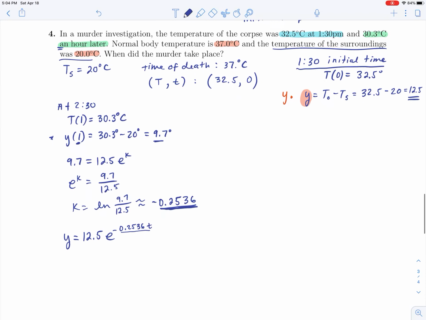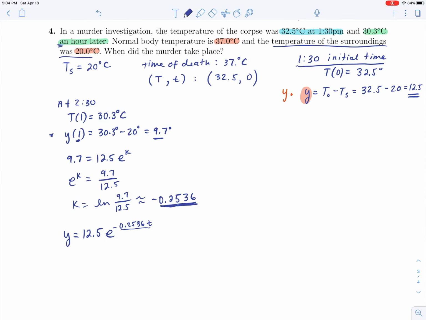Okay, so when did the murder take place? That's where we're going to need this 30. Okay, so I need to go back and cross out this piece. This is not the time of death because this is what normal body temperature is. The corpse, this was time of death. So the initial time is time of death. I'm sorry. No, this is not. Oh my goodness. I'm not starting over. Damn it. Okay. All right.